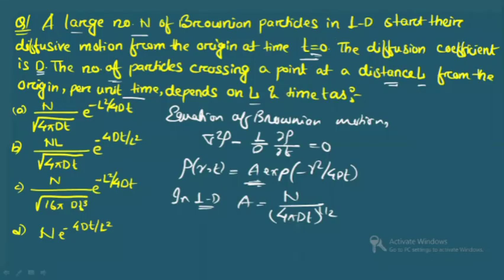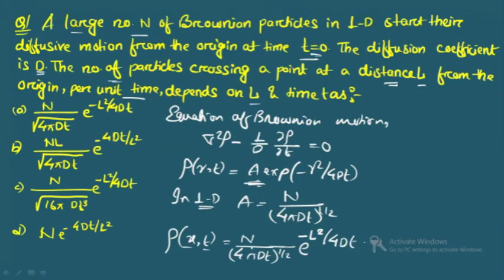This is clear. Now here you have rho(r,t); it is 1 dimension, so I'm considering it to be x. So rho(x,t) will be equal to n by 4 pi D t whole to the power 1 by 2, and here you will have e to the power minus r square, which here will be L because the distance is L, divided by 4Dt.